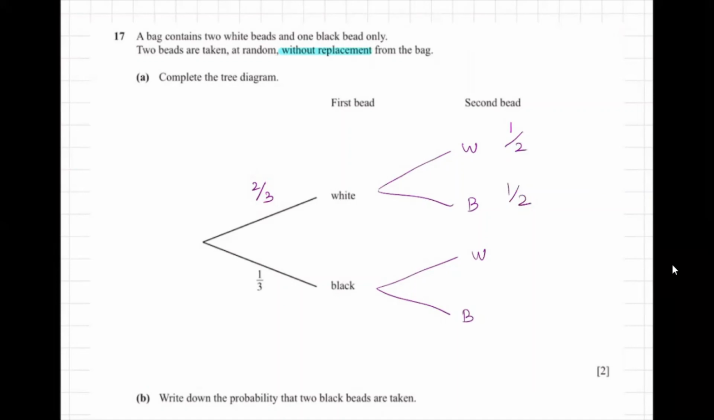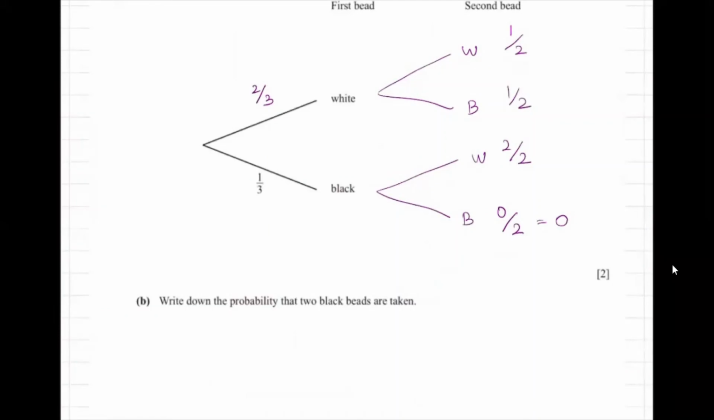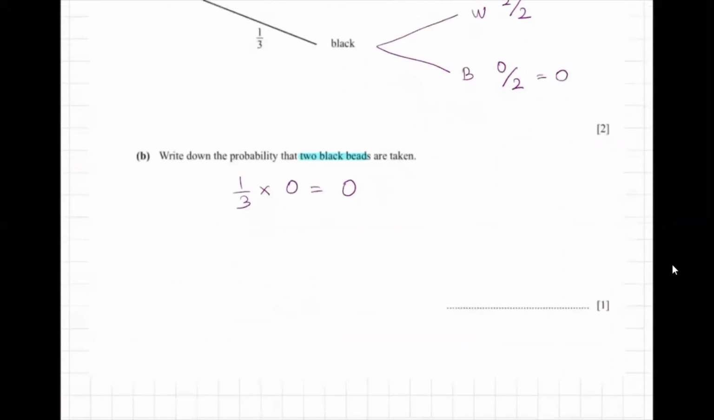Now about the white one, there are 2 white beads. And over here, they've just picked up a black bead, which means white beads haven't been touched. So 2 divided by 2. And since there was only 1 black bead, which has been taken away, I'm not left with anything at all. So I can directly write 0 over 2, or you can also write 0 in place of this. Write down the probability that 2 black beads were taken. How silly is this? There cannot be 2 black beads because there is 1 black bead only. So your answer is 1 over 3 multiplied by 0, which is 0. So your answer is 0.